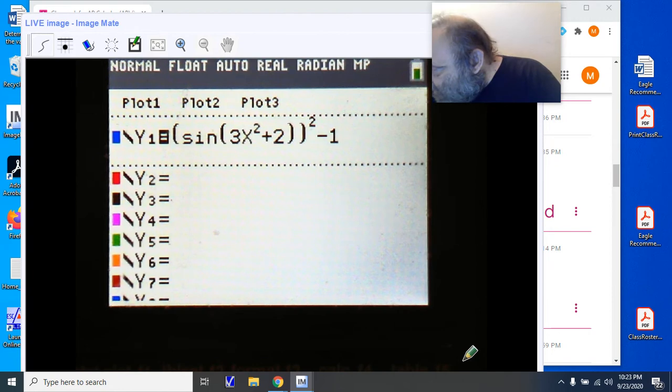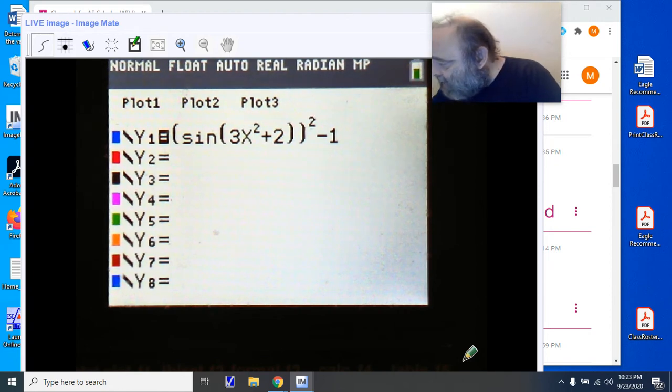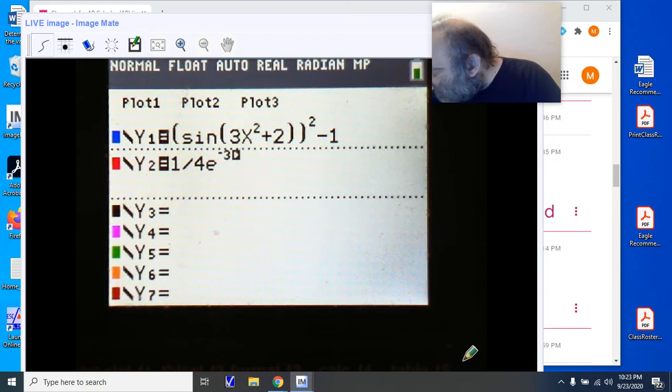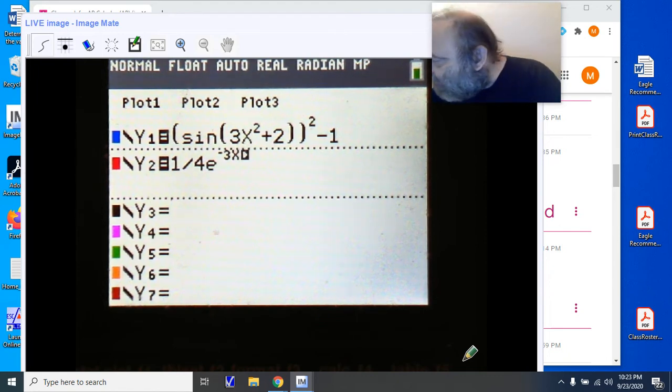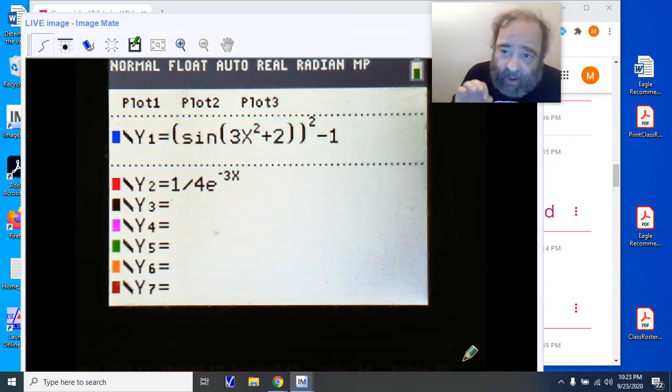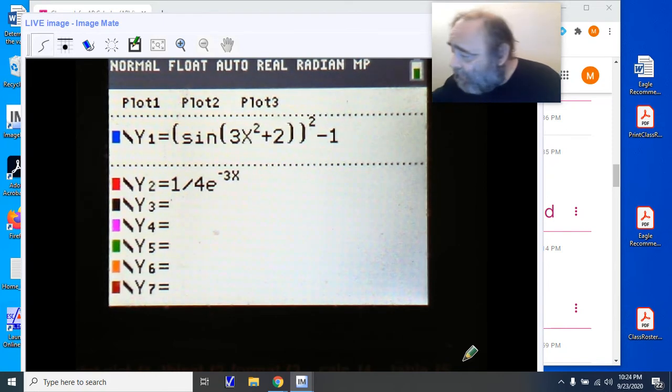The second equation we had was 1/4 e to the negative 3x. So I'm just going to do it real quickly: 1 divided by 4 e to the power of negative 3x. Now, these are our position functions. These are not going to do it for us. In fact, as we were talking about, we really need to find the velocities. So I'm going to turn both of these off so that when I graph, they don't show. The more graphs we have, the more complex it looks, so we don't want that.